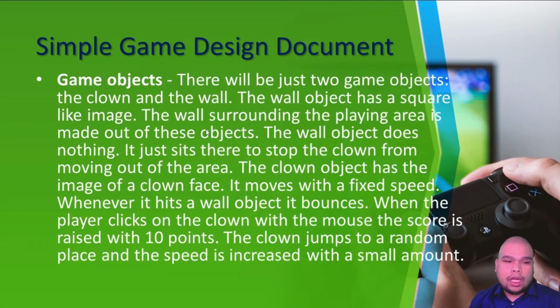The clown object has the image of a clown face. It moves with a fixed speed. Whenever it hits a wall object, it bounces. When the player clicks on the clown with the mouse, the score is raised by 10 points. The clown jumps to a random place, and the speed is increased by a small amount.